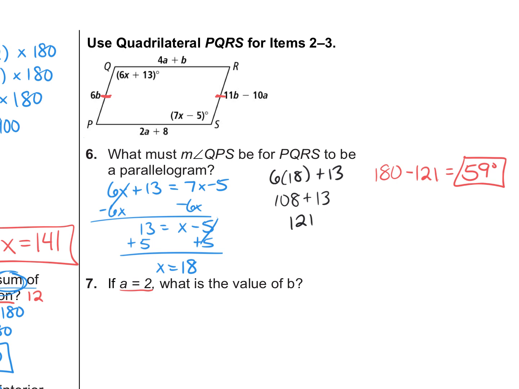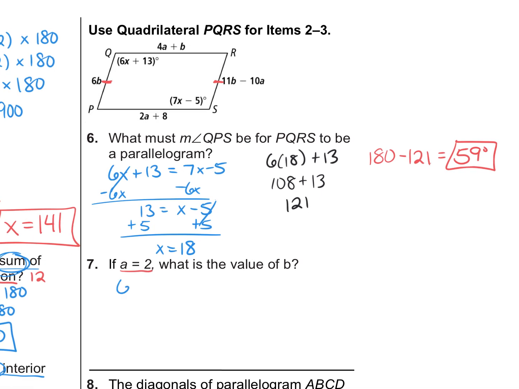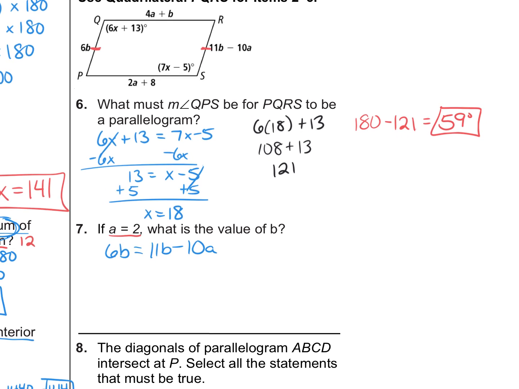Okay, I know 6b is equal to 11b minus 10a. What can I do from here if I know a is 2? I'm going to plug it in, right? If I know a is 2, I'm going to plug that in for a. So this turns into 6b equals 11b minus 10 times 2. So we have 6b equals 11b minus 20. So now we just solve for b.